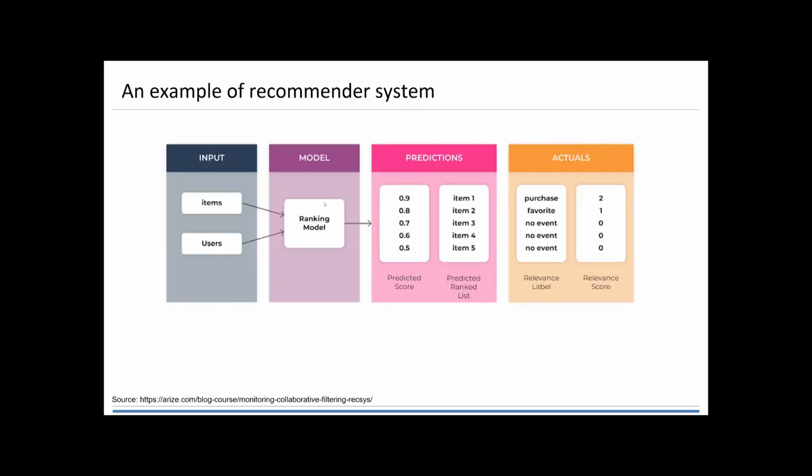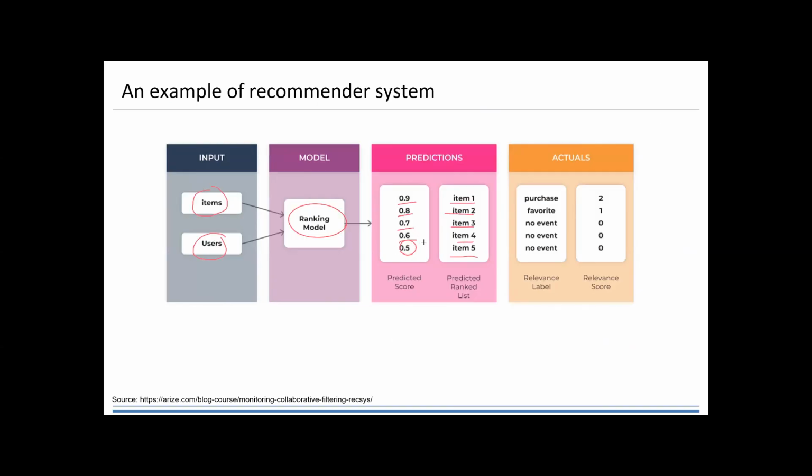So the recommender system can be done in this flow. We have the input items and users, and then in the model we can have the ranking. Let's say for item 1 we can give the prediction 0.9. For item 2 we can give the prediction 0.8. For item 3 we can predict 0.7. For item 4 we can predict 0.6. For item 5 we can predict 0.5, for example.